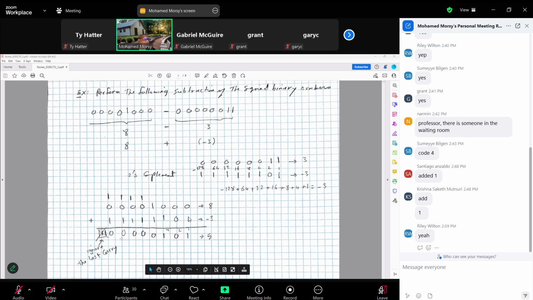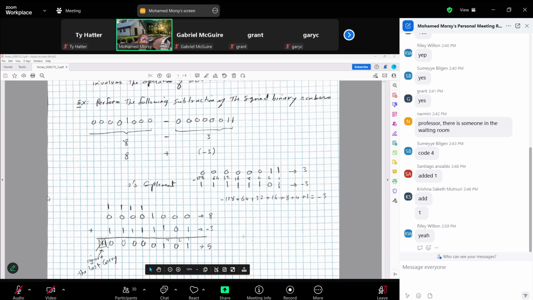So what does this number represent? It has the weights 1, 2, 4, and the rest are zeros, so you don't have to continue. So we have 4 plus 1, which is 5, which is the result of 8 minus 3, right? So you see this advantage here or not?